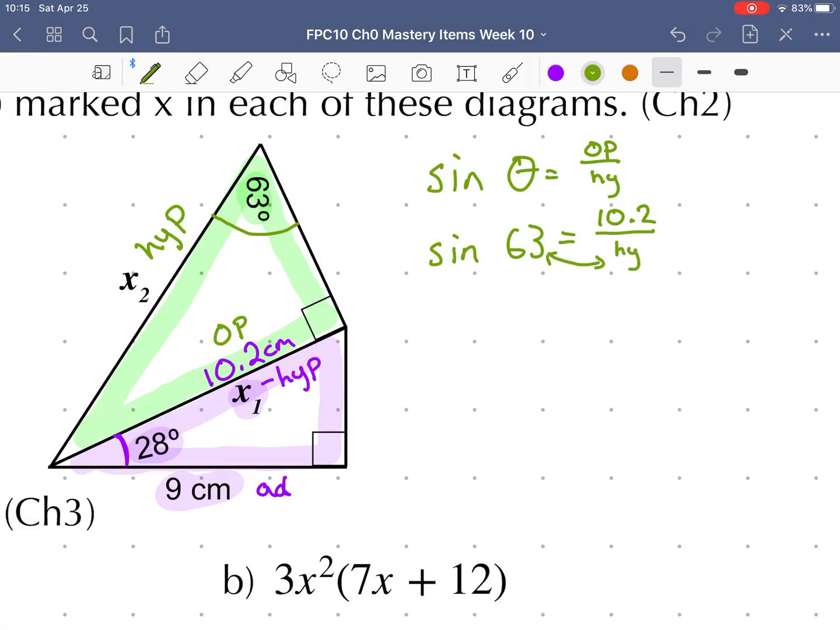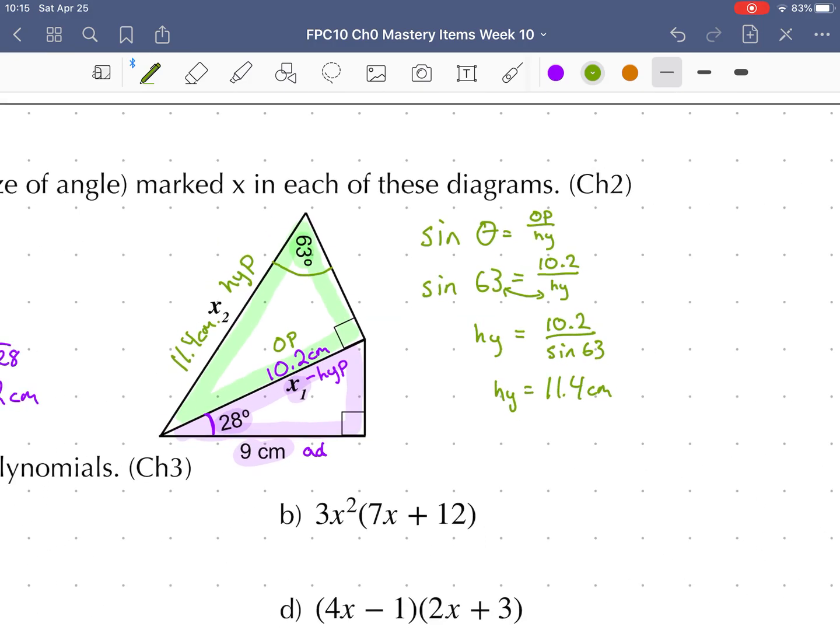Same procedure here. A number equals a fraction. We don't know the denominator. So hypotenuse is equal to 10.2 divided by sine of 63. Because I already have this number in my calculator, I just type in divide 63 sine. That's the way I do it on my calculator. And I get 11.4. So this hypotenuse over here is equal to 11.4 centimeters. All right, and that's all you do for that.